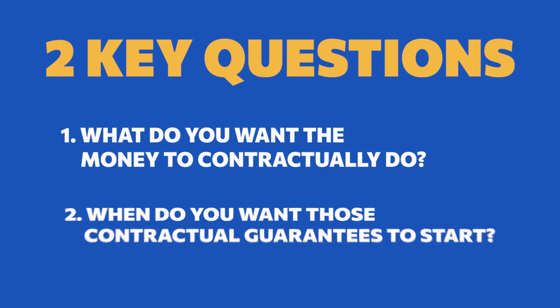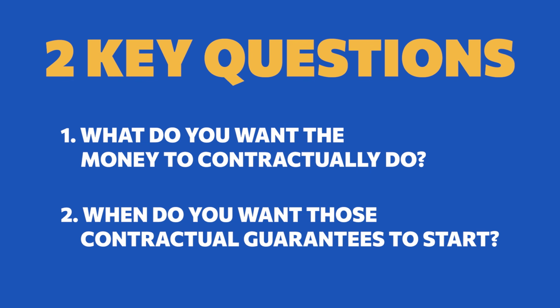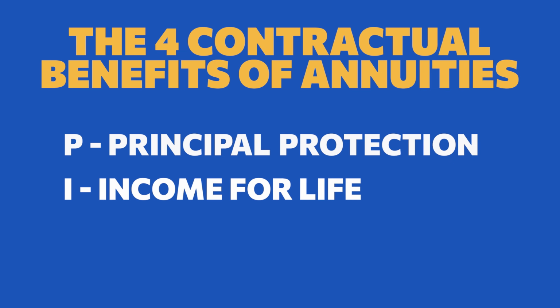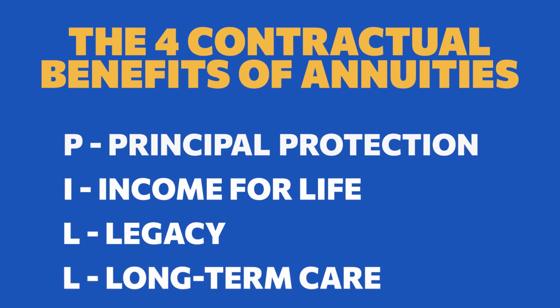You ask yourself two questions. What do you want the money to contractually do? When do you want those contractual guarantees to start? You can't ask that here, can't answer it. Can here. Annuities solve for four things. Acronym is PIL. P stands for principal protection. I stands for income for life. The other L stands for legacy. The other L stands for long-term care. PIL. Principal protection, income for life, legacy, and long-term care.